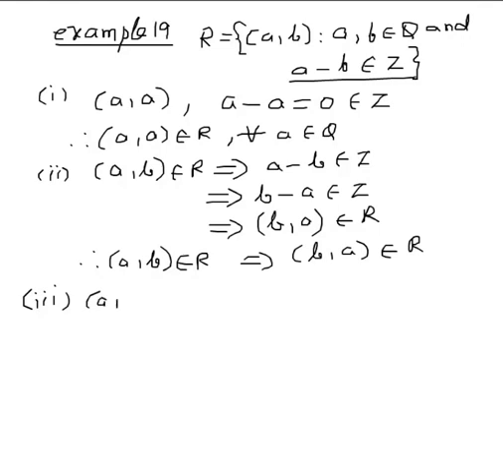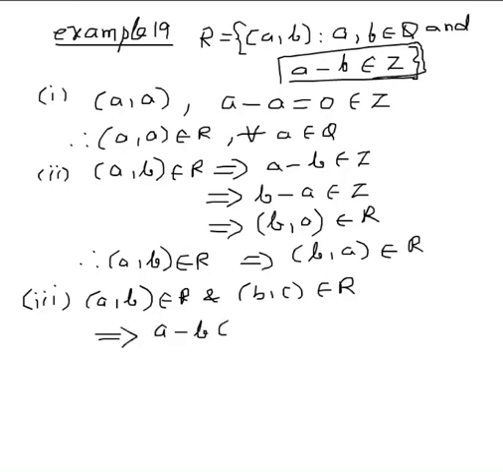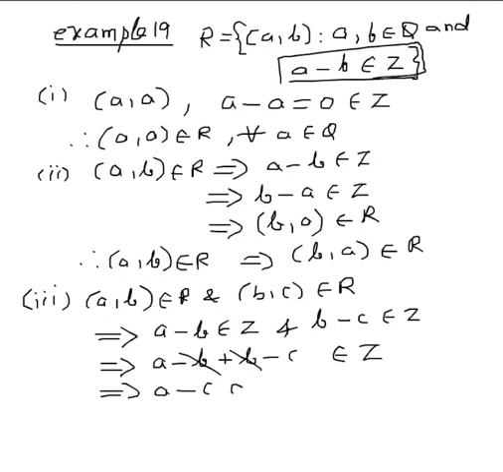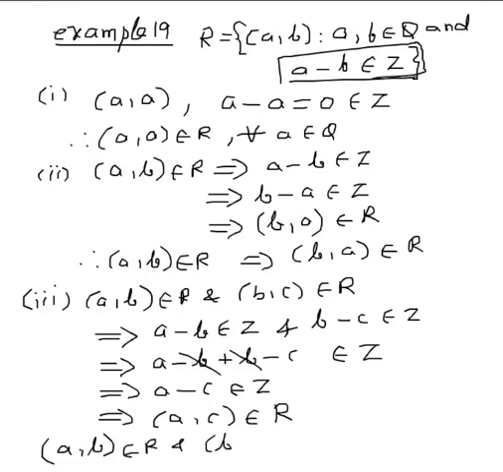Now the third condition. It is given that A comma B belongs to R and B comma C also belongs to R. So the definition has to be satisfied. So A minus B belongs to Z and B minus C is also in Z. So if two integers are added, the answer is also an integer. Let us add these numbers. That is also an integer. So I get the answer A minus C belongs to Z, which implies A comma C belongs to R. Third condition is also satisfied. So A comma B belonging to R and B comma C belonging to R implies A comma C belongs to R.